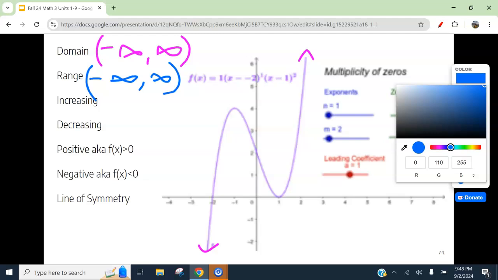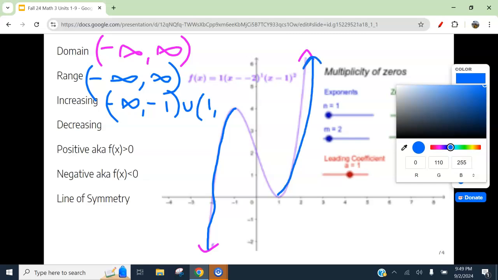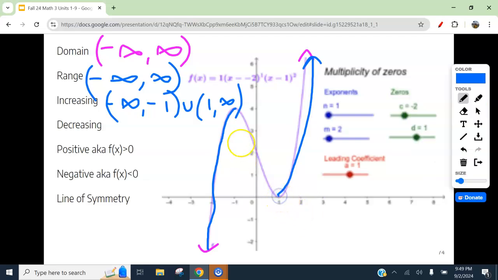Increasing zone, we have 2 of them. We're increasing from negative infinity until about -1 right there. But you might notice we will start again when we put the little u. We'll start increasing again from 1 till infinity. Now, at 1, it was not increasing or decreasing. It was just flat. Same with that -1 right there. Decreasing zone right in here from -1 to 1.